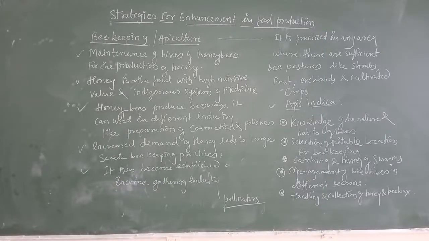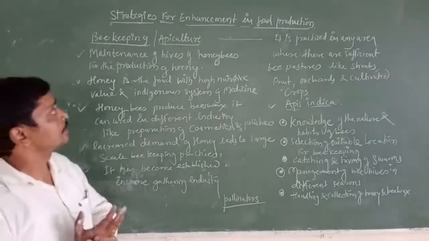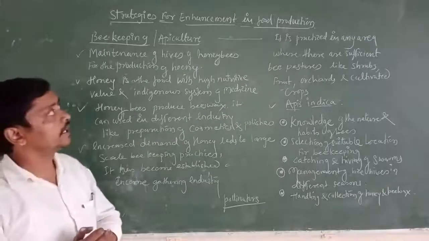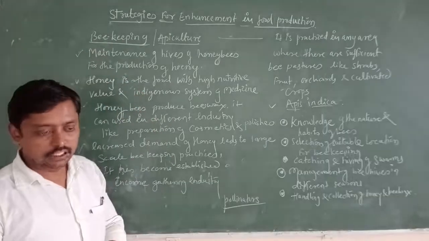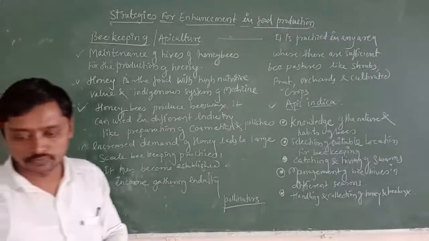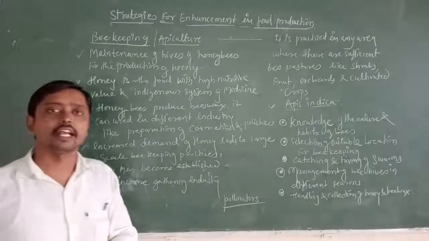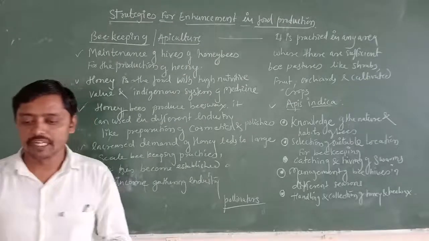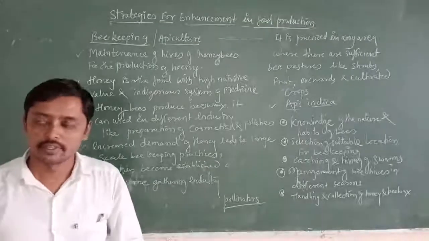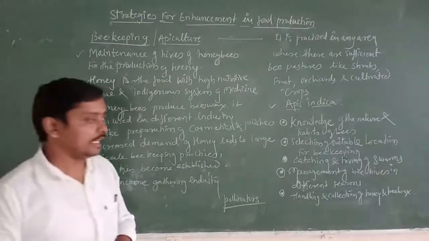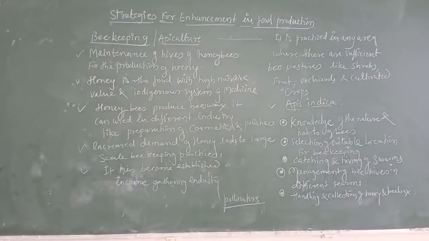Okay, good morning students. Today we are going to discuss the next concept under the strategies for enhancement in food production, that is beekeeping or apiculture. In the previous class we discussed controlled breeding experiments like artificial insemination and MOET, multiple ovulation embryo transfer technology, under animal husbandry. And the next concept today we are going to discuss is beekeeping.